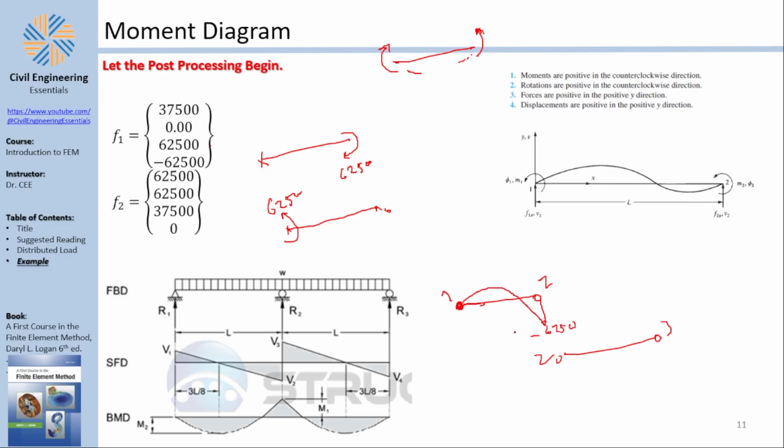62500. You connect them by a parabola that looks like this. Of course, I'm drawing the sign convention where positive is down and negative is up. In some books, it's the opposite, the negative is down and positive is up. I'm drawing vice versa. It doesn't matter actually, it's just a sign convention. How do I find the maximum moment here?